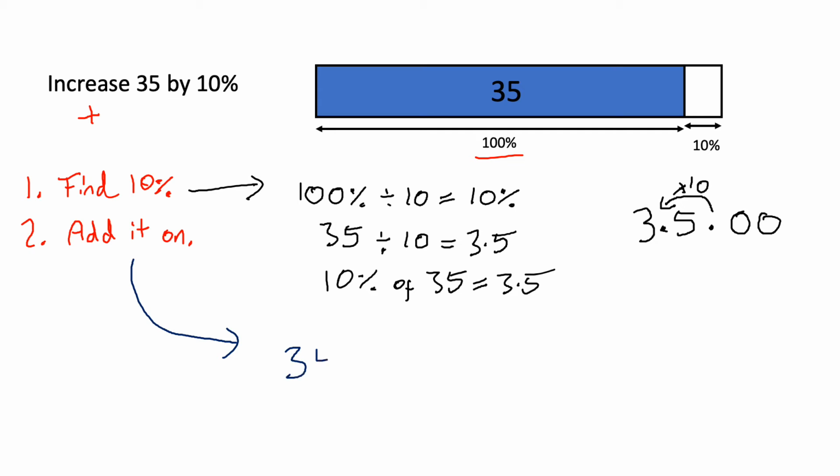Now for our second part, all that we need to do is add that on. So 35 add 3.5. I'm going to do it with a little column here. Don't forget to put your placeholders in if you're doing that and to get all your place values right. So 0 add 5 gives us 5. Pop our point in. 5 add 3 gives us 8. And then 3 plus nothing there, 38.5. So increase 35 by 10% gives us 38.5 as our final answer.